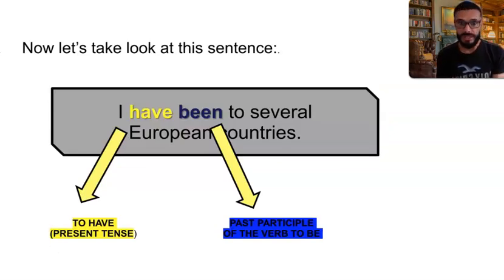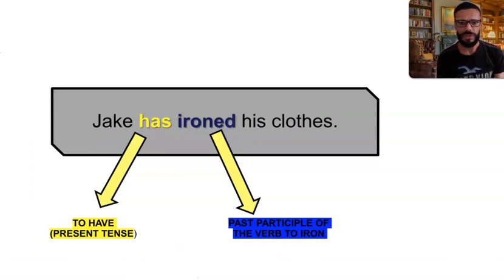Now let's take a look at this sentence. I have been to several European countries. Notice that the verb have in yellow color is the verb to have, the present tense, whereas the verb been, the participle form of the verb be, is used in the third form of the verb, right? Which we call participle. Jake has ironed his clothes. Likewise, the first one is also used to have, present tense, and the participle of the verb iron, which is ironed, right?